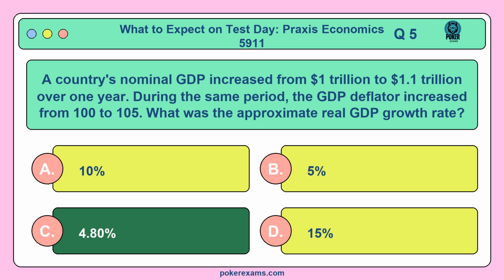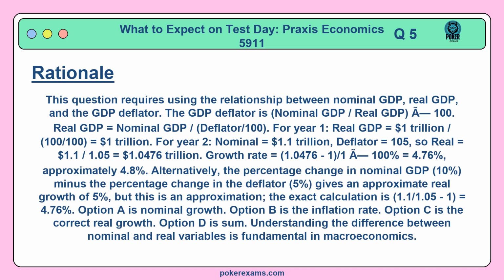The correct answer is C. This question requires using the relationship between nominal GDP, real GDP, and the GDP deflator. The GDP deflator is nominal GDP / real GDP × 100. Real GDP equals nominal GDP / deflator × 100. For year 1, real GDP equals $1 trillion / 100 × 100 equals $1 trillion. For year 2, nominal equals $1.1 trillion, deflator equals 105, so real equals $1.1 / 1.05 equals $1.0476 trillion.